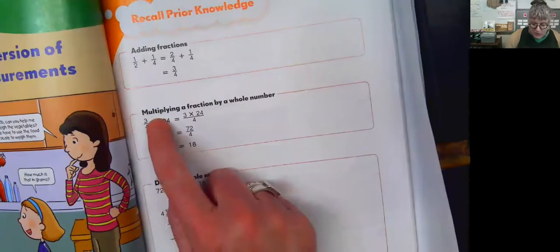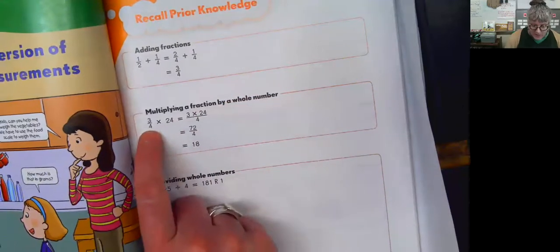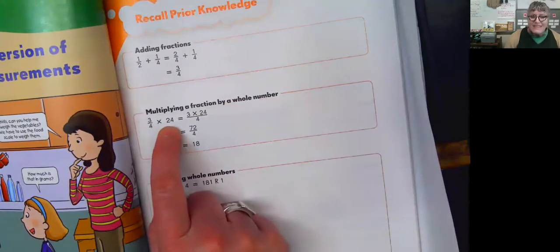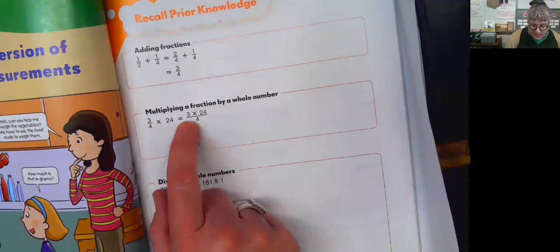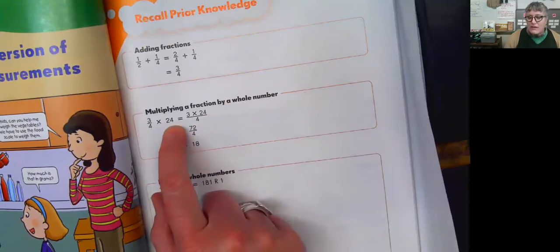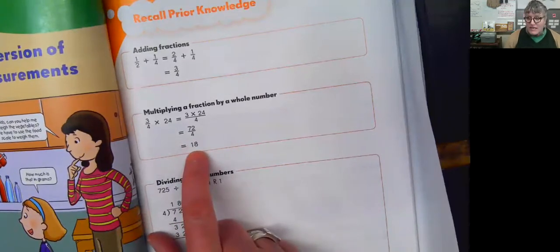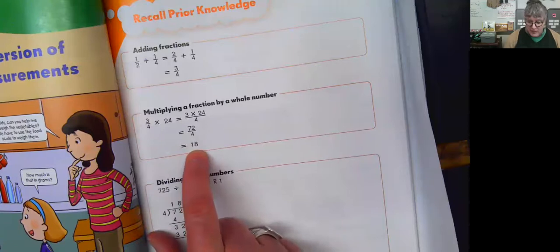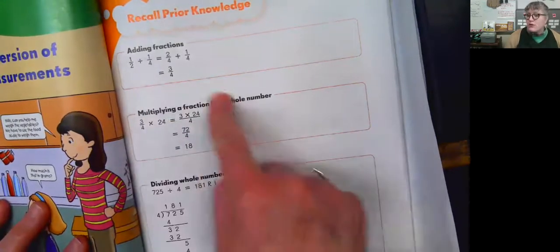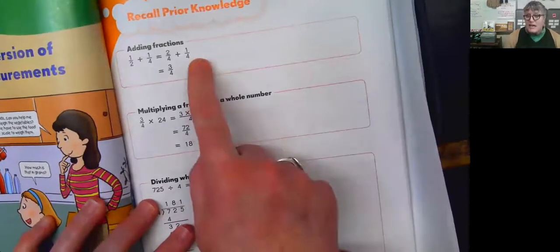We also know that we can multiply a fraction by a whole number. So I can take 3/4 times 24, and that's the same thing as 3 times 24 over 4, because this 24 could have a 1 underneath it. And then I know that that gives me 72 fourths, which is a really improper fraction. So I can go ahead and divide it and I get 18. So this is a skill, multiplying a fraction by a whole number. It's a skill that you're going to have to know to do measurement conversion. Same thing with adding fractions.